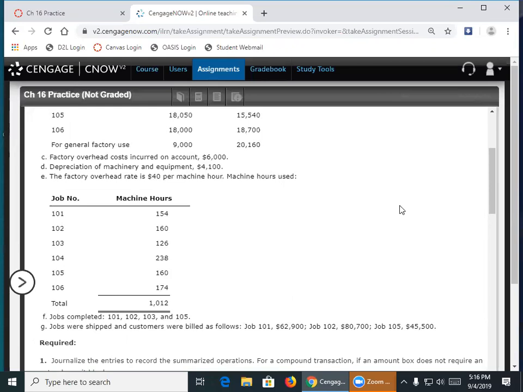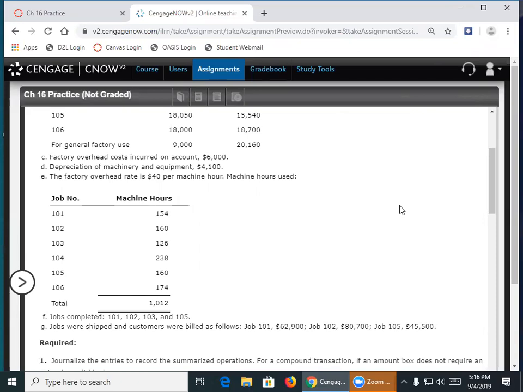And then for job 101, I took 19,320 of materials plus 19,500 of labor plus my overhead that I ended up calculating, which is 6,160. So I got a total cost for that one of 44,980. And then I did the same for my other three jobs.